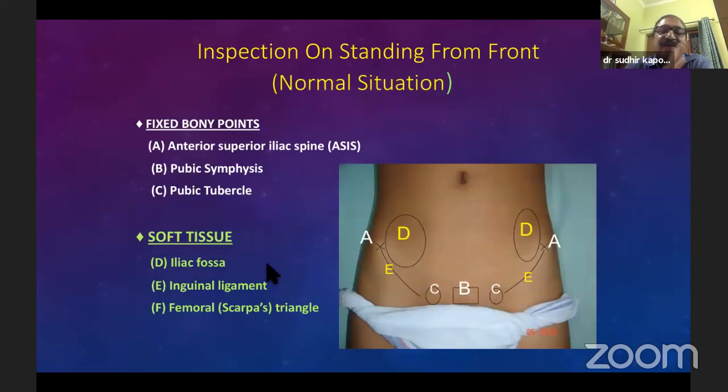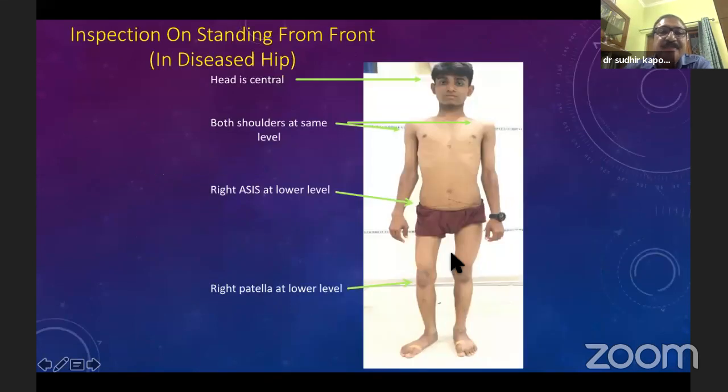Now, once you have seen the gait, seen the Trendelenburg sign, and noted the attitude of the limb, come to the inspection on standing from the front. These are all the points which one is supposed to mark when examining the patient standing from the front. I'll give you a clinical example. This is a patient who has a disease on the right side. When inspecting from the front, make a note whether the head is central or not, and whether both the shoulders are on the same level or not. In this patient, the right anterior superior iliac spine is at a lower level. The right patella is at a lower level. Please make all these observations while inspecting the patient from the front.